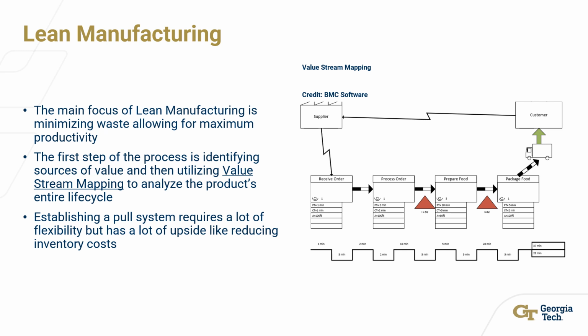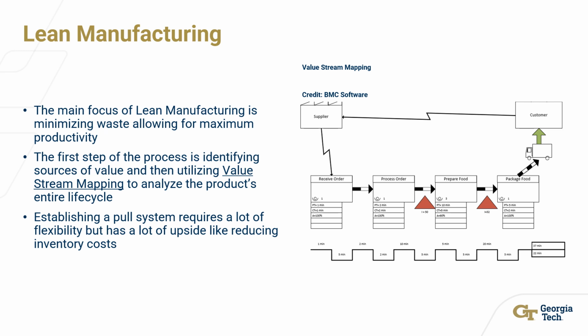So the first step is to identify these sources of value and to utilize a value stream mapping, basically looking at where your value comes from, and all the steps and information streams that allow you to deliver that value to the customer, and then optimizing each step of the process across the product's entire life cycle.